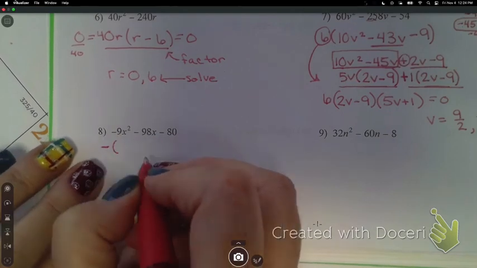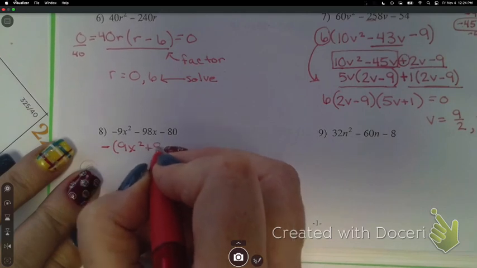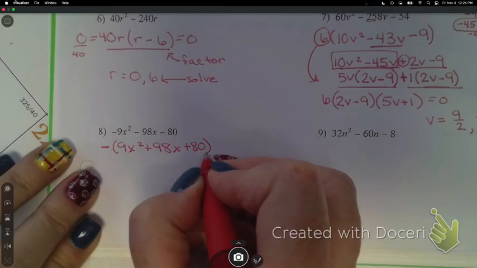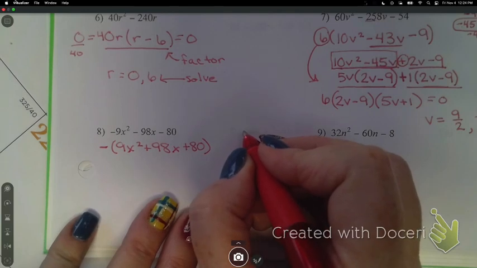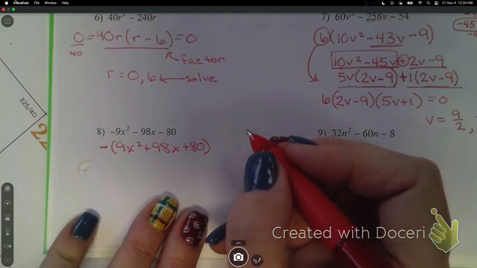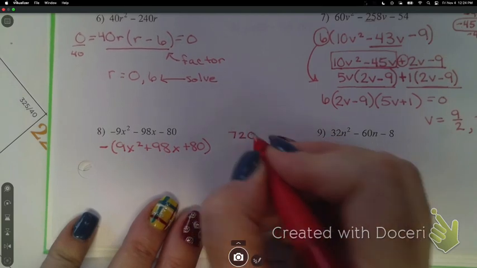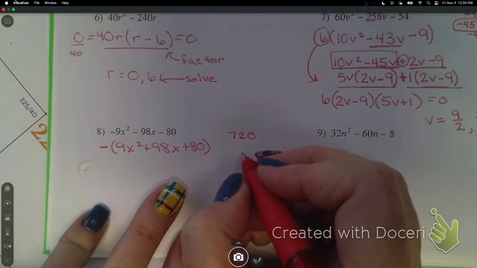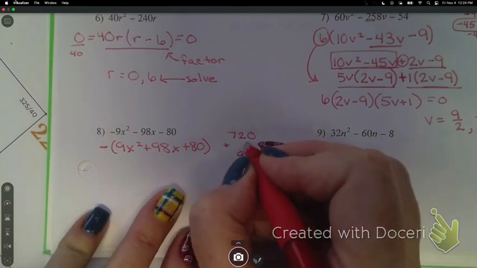So then I'm left with what? 9x squared plus 98x plus 80. Okay, so 9 times 80 is? Well, you know 9 times 8 is 72, so 720. And it's a positive, so we're adding, yes? To get what? 98. So both of them are going to be plus.